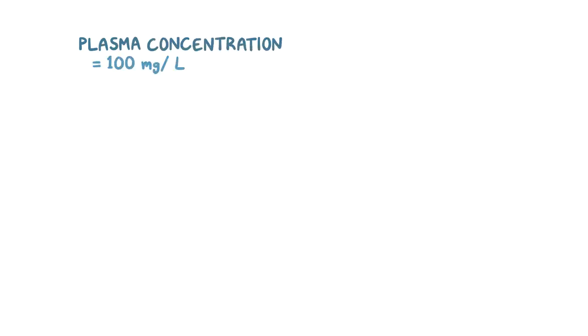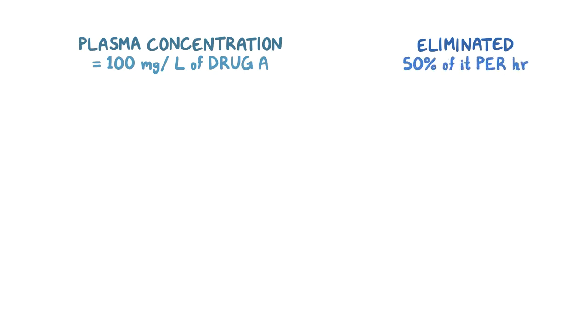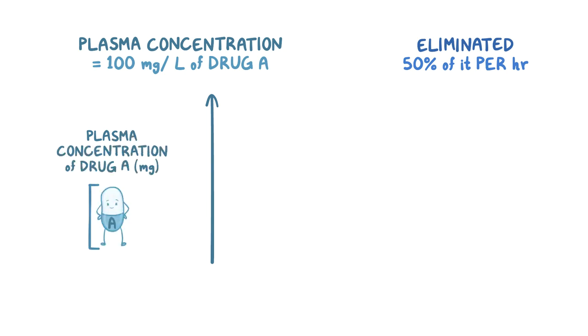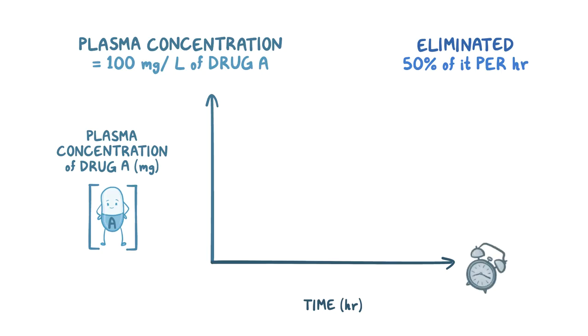So, for example, let's say we started with a plasma concentration of 100 milligrams per liter of drug A and eliminated 50% of it each hour. Why don't we plot this onto a nice graph, with the plasma concentration of the medication on the y-axis in milligrams and the time in hours on the x-axis. So, after the first hour, we'll go from 100 milligrams per liter to 50 milligrams per liter, so we'll have eliminated 50 milligrams per liter.